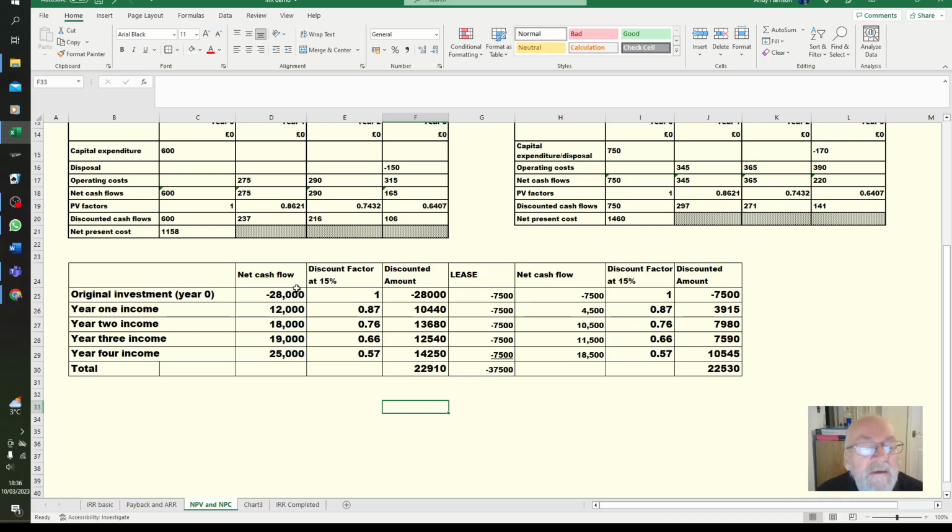So if you look at the pattern, the original investment is only the down payment, 7,500, and then in year 1, instead of 12,000 income, the net cash flow is 4,500 because we've got the lease payment. And again, even in the last year, 25,000 minus 7,500, that's not actually right, is it? I've not used a formula for that. I've used a formula there. I've been messing about with it. There we are. That's better. I've been playing around to demo to students.